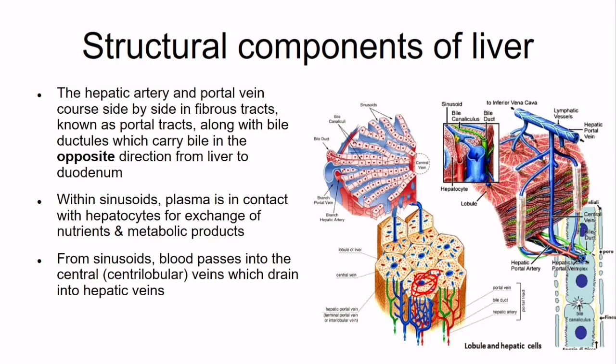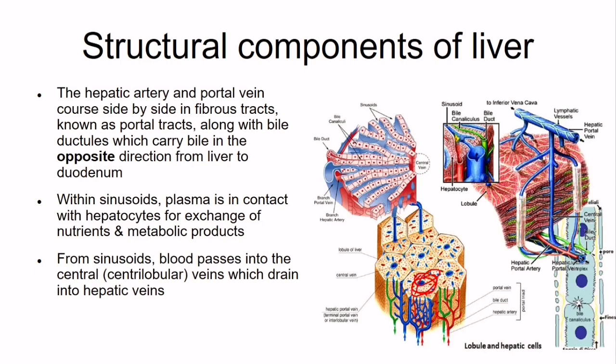Okay, so within the sinusoids, we will find that there are also macrophages. So we find certain types of cells which we actually call the Kupffer cells. These are resident macrophages which will remain in these sinusoids, so that they'll phagocytize any microorganisms which will invade the liver, or they'll also phagocytize worn out red blood cells.